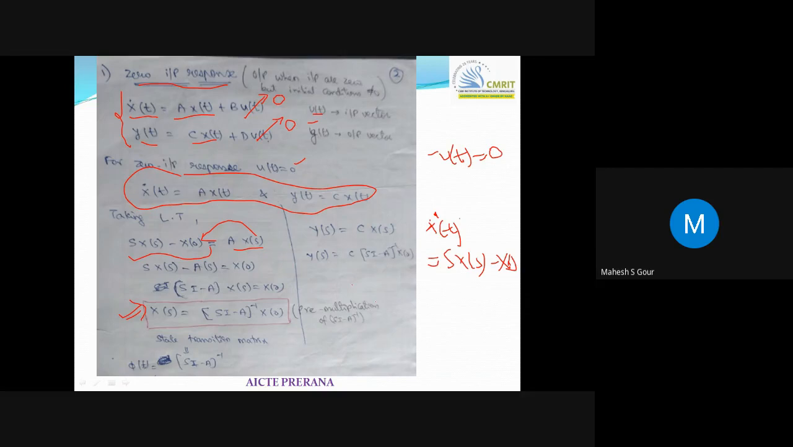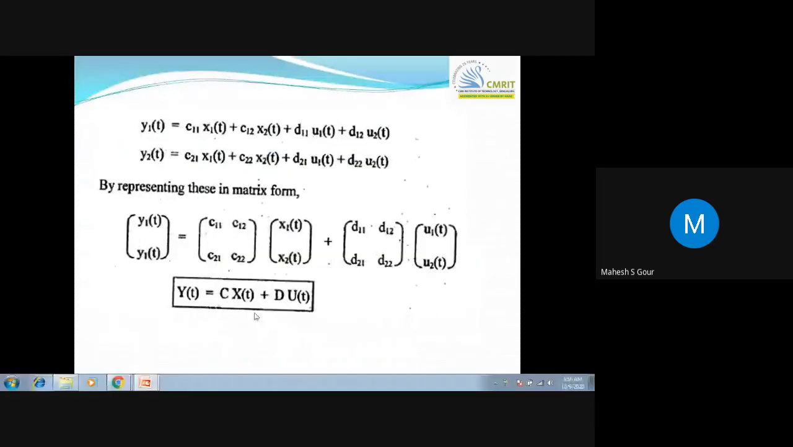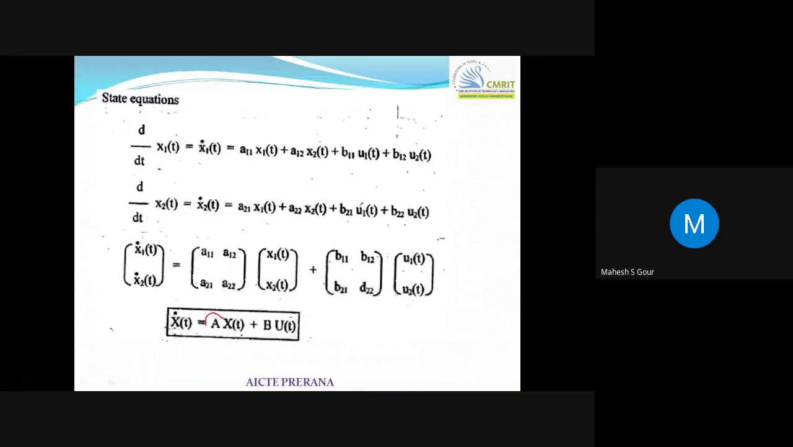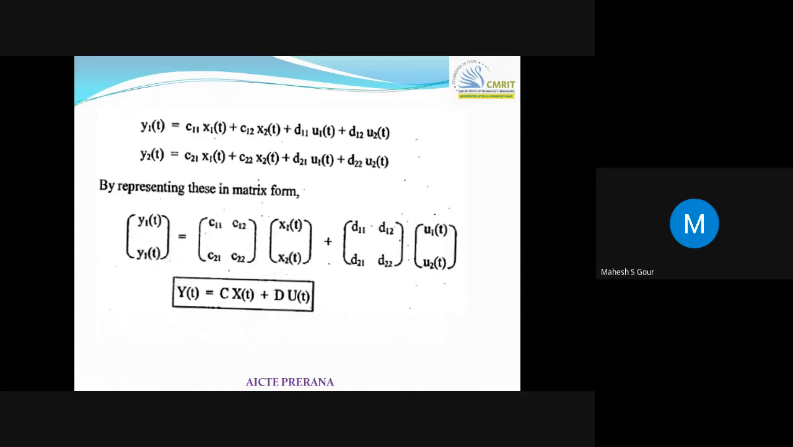The s is a matrix. So how are you writing the sI matrix? So sI is a matrix, right? A is a matrix, correct? A is a matrix as I have shown here: A11, A12, A21 and A22, correct? B is a matrix. Since in the zero input response this will become 0, B won't be coming. Here also u of t is 0. C is one more matrix, C11, C12, C21, C22.